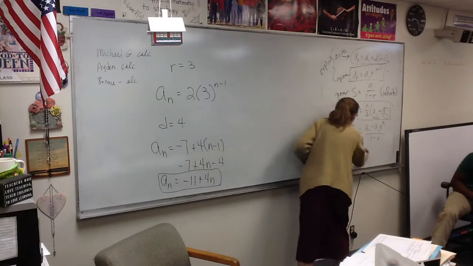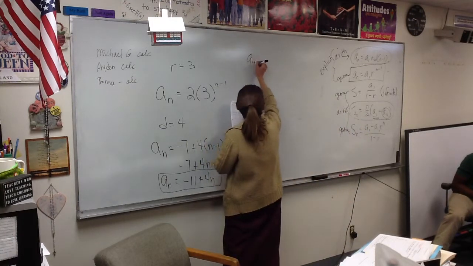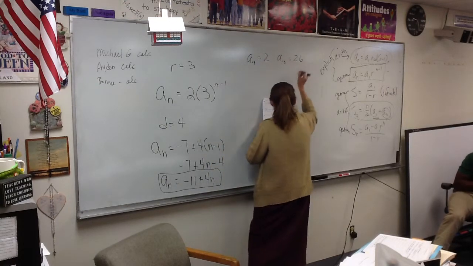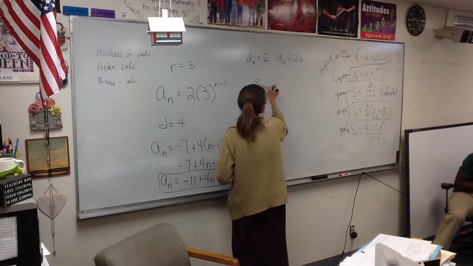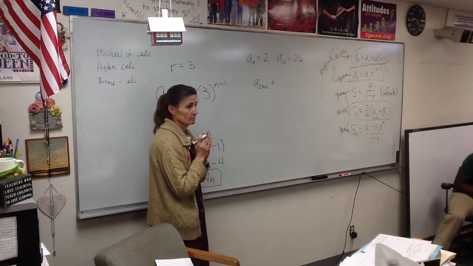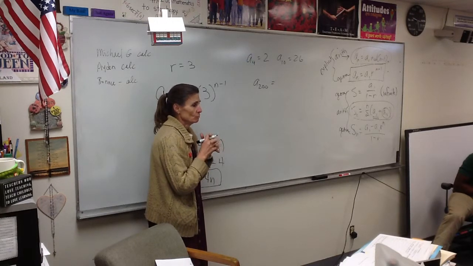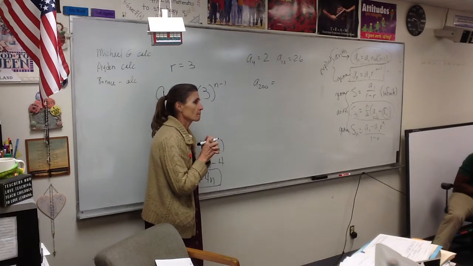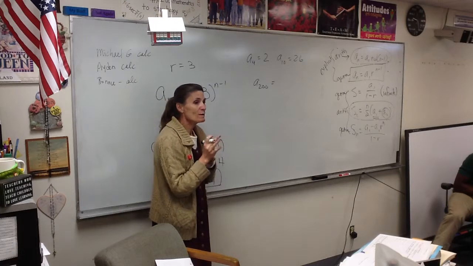All right, last problem. Given a sub 4 is 2 and a sub 10 is 26, find a sub 200. Jack. Very good. So Jack's remembering, we did these in class.